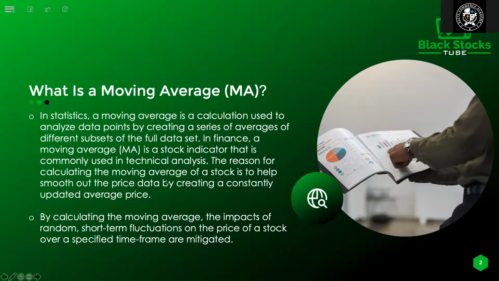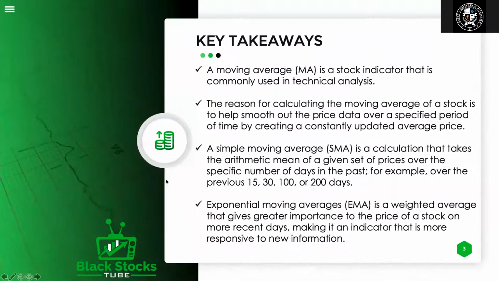So it's basically the average price over a specific time frame. All right. A moving average is a stock indicator that is commonly used in technical analysis. So a simple moving average is a calculation that takes the arithmetic mean of a given set of prices over a specific number of days in the past. For example, over the previous 15 days, 30 days, 100, or 200 days.